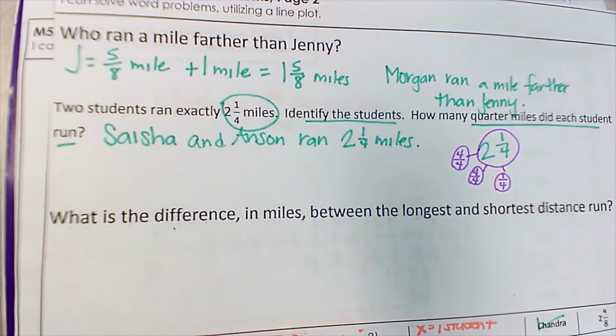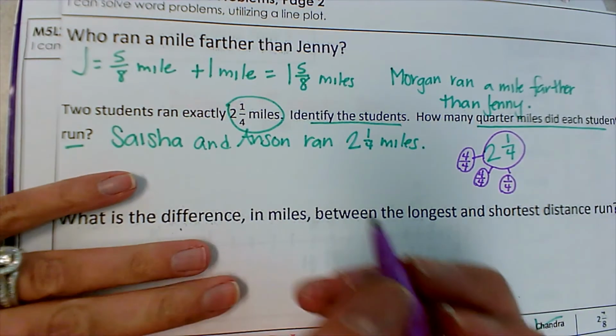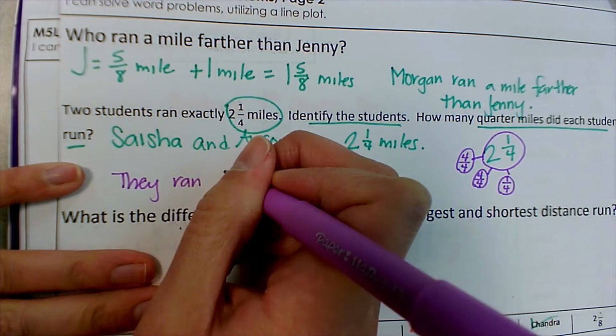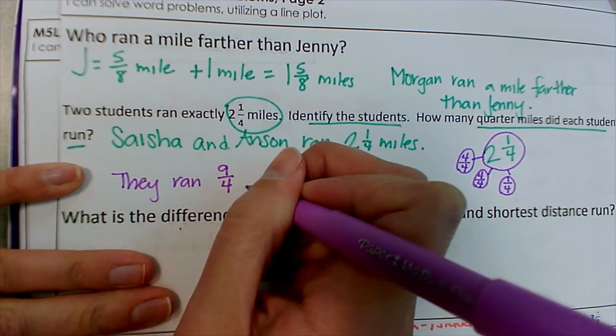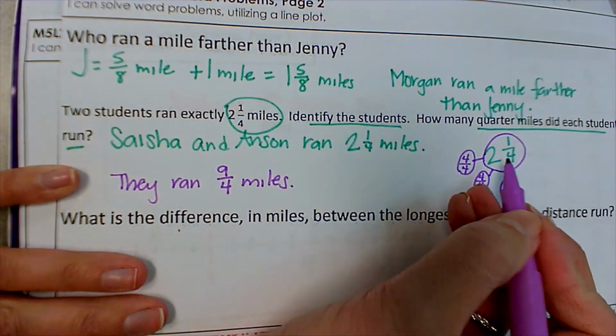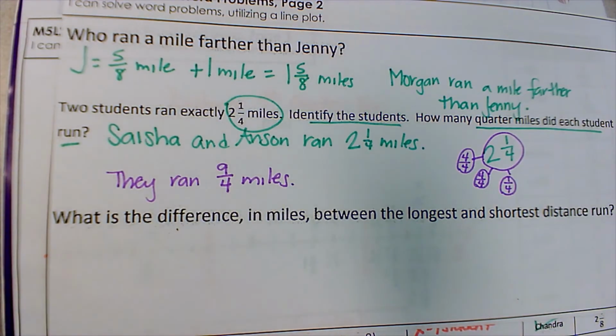So now let's add up how many fourths. I have 4, 8, 9 quarter miles. They ran 9/4 miles. Okay, and that tells me how many quarters. So I just went from a mixed number back to an improper fraction.